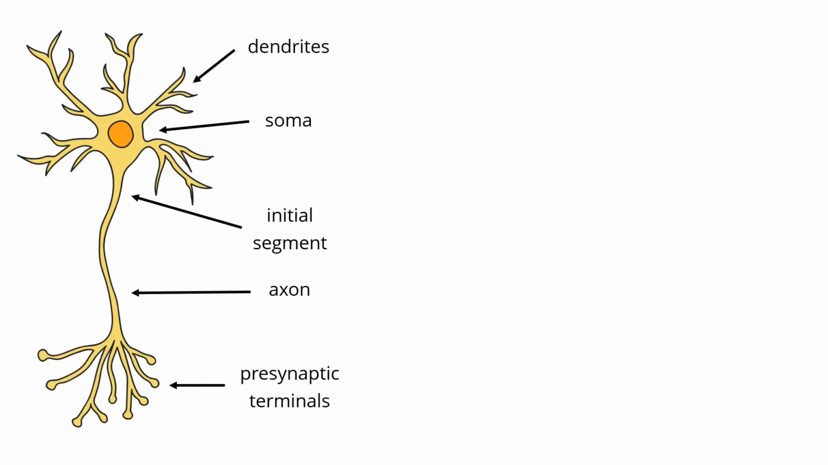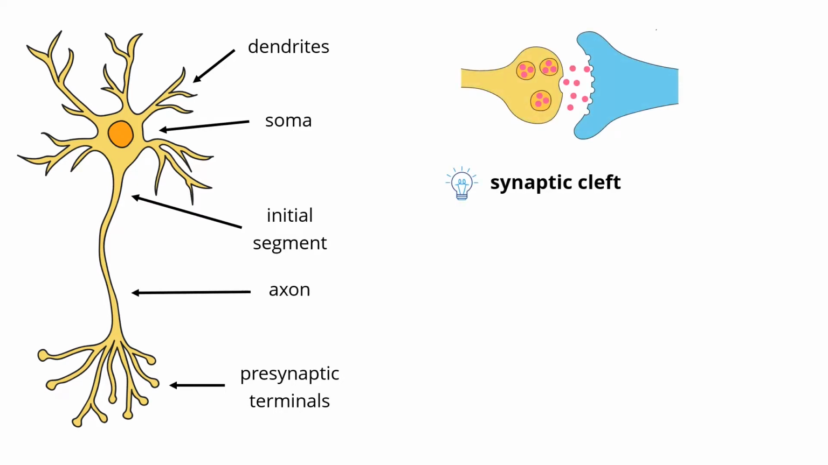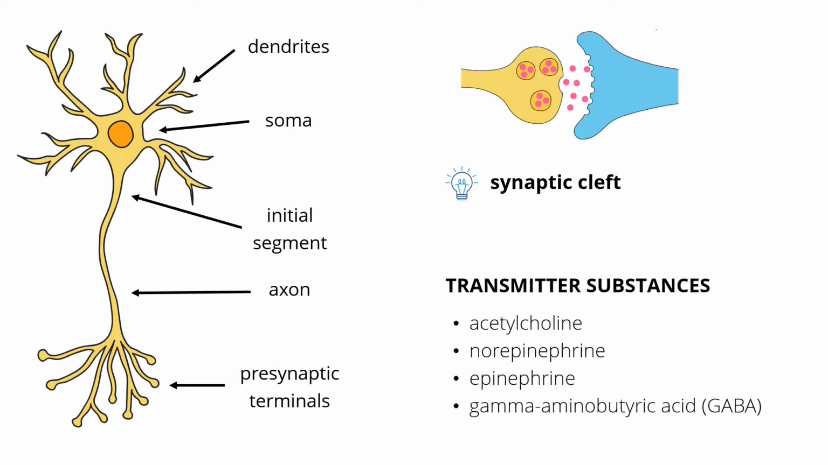The presynaptic terminal is separated from the postsynaptic neuron by the so-called synaptic cleft, to which it releases the transmitter substances. Some of the best known transmitter substances you've also probably heard about are, for example, acetylcholine, norepinephrine, epinephrine, or gamma-aminobutyric acid. We'll come back to this in a second, but before we do, we still need to mention some general things first. When we talk about synapses, we distinguish two main types: the chemical synapse and the electrical synapse.